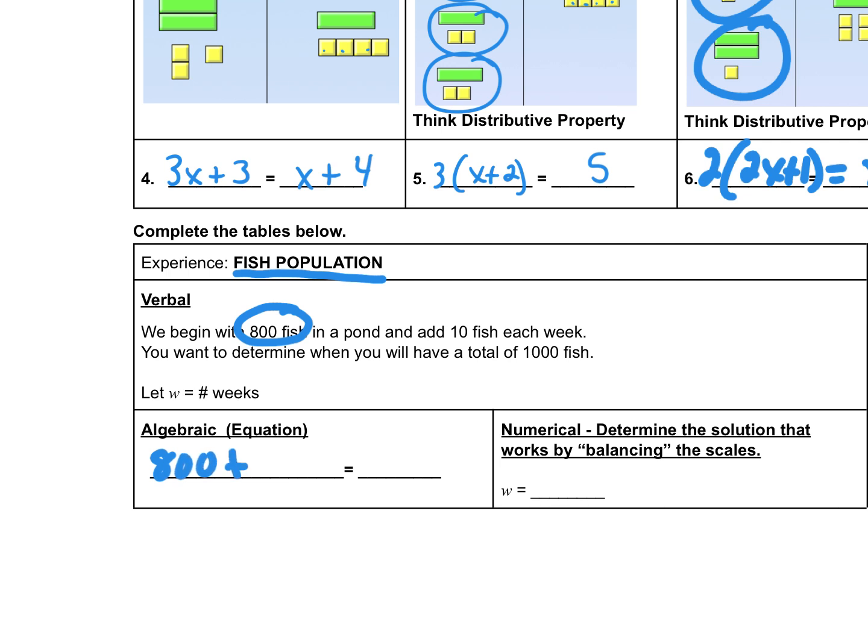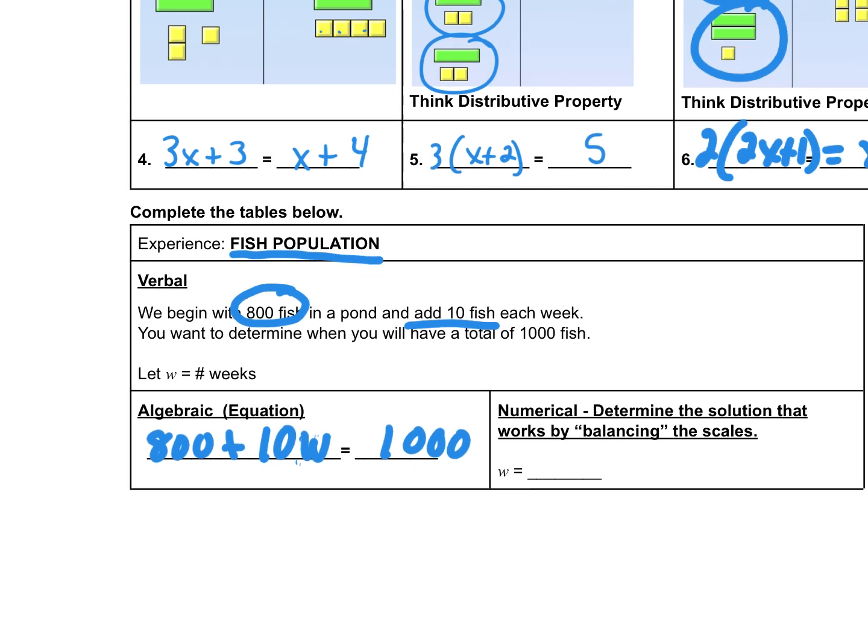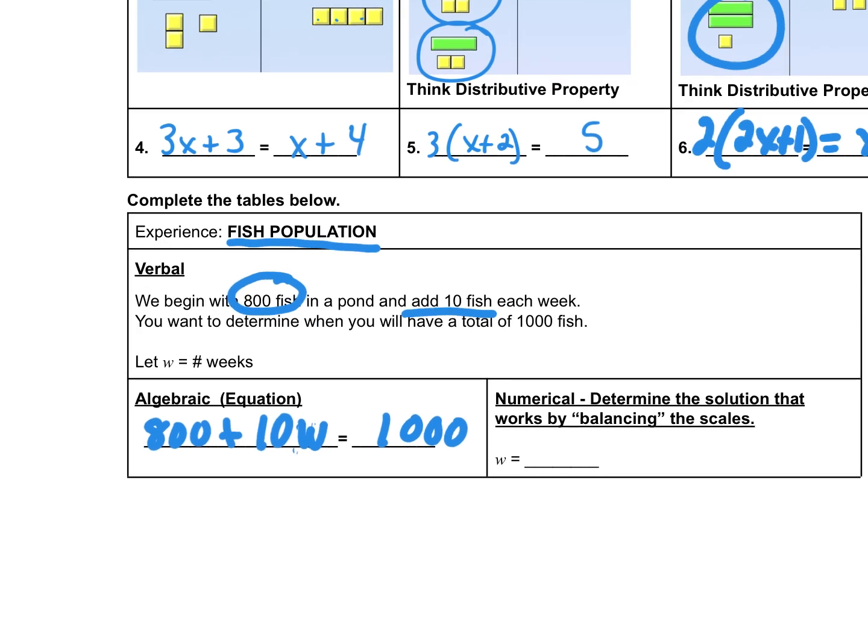And then what's varying or increasing? 10x. Sorry. I should follow what it says right here about W being weeks. So that should be 800 plus 10W, equals a total of 1,000 fish. And then we can solve that. Draw a line. 10W equals 200. And W equals 20. 20 weeks.